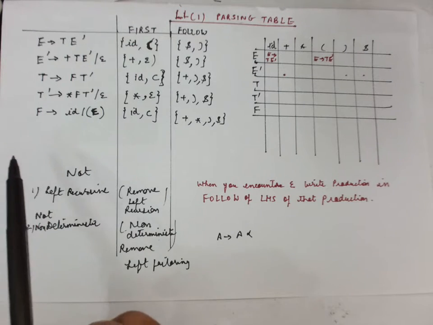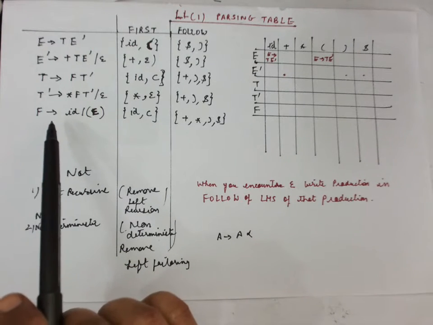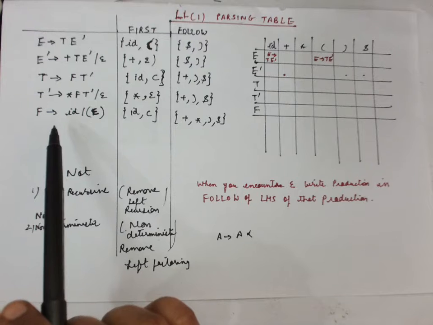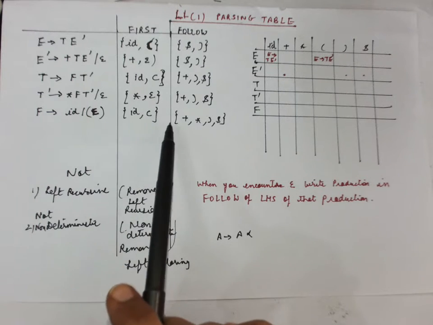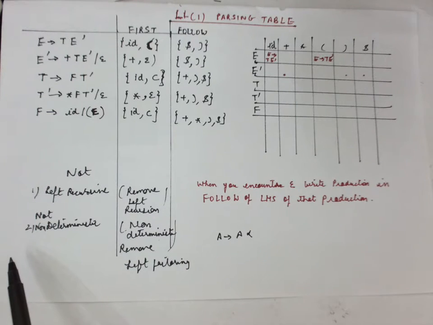So suppose this is the grammar. We have already seen that there is no left recursion and no left factoring. We will find the first and follow. For finding the first and follow, we have already discussed it in the earlier lecture.